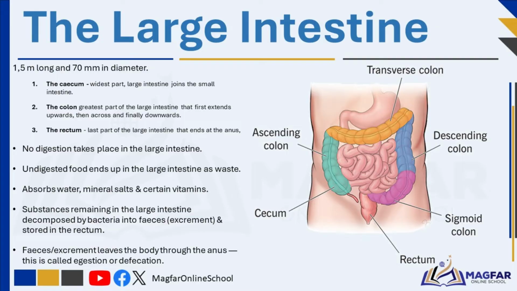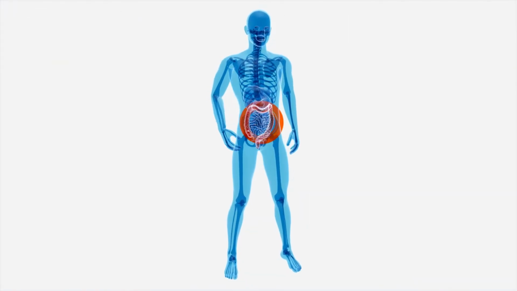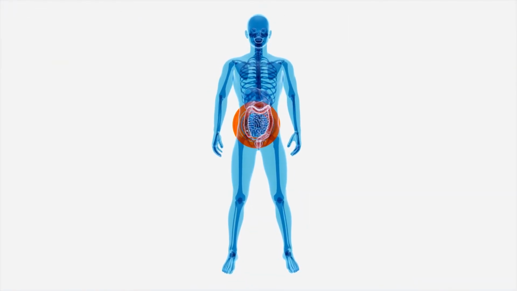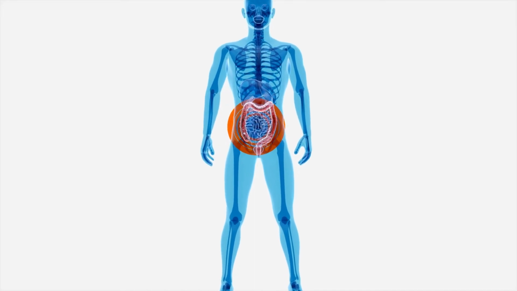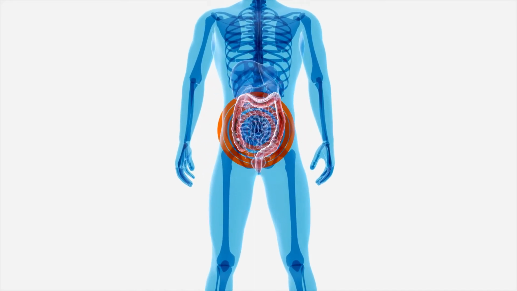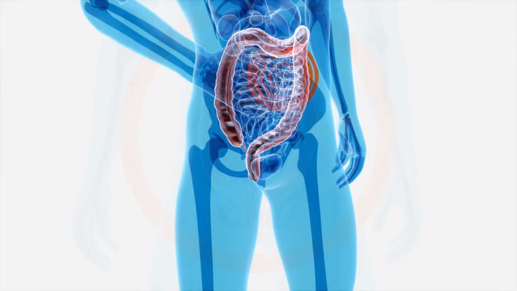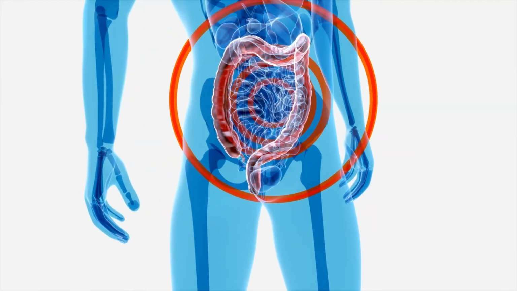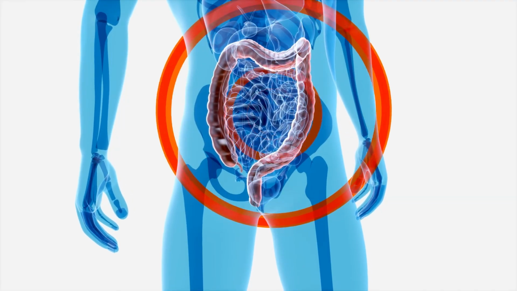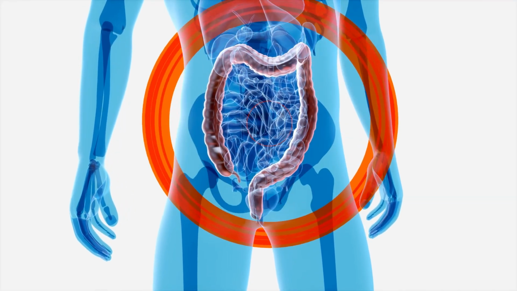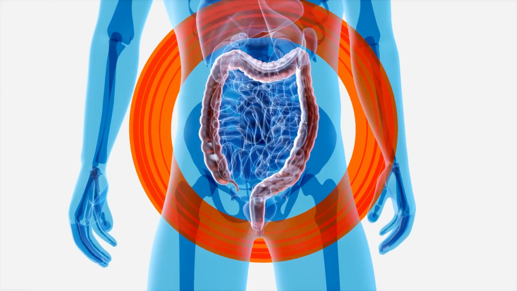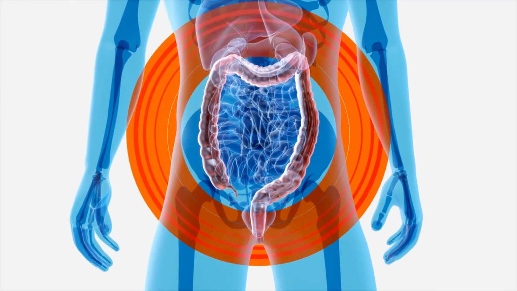Unlike the small intestine, no digestion occurs in the large intestine. By the time food reaches this part of the digestive system, most of the nutrients have already been absorbed. The large intestine's primary function is to absorb water, mineral salts, and certain vitamins from the remaining food content. As a result, the leftover undigested material becomes more solid as water is removed.